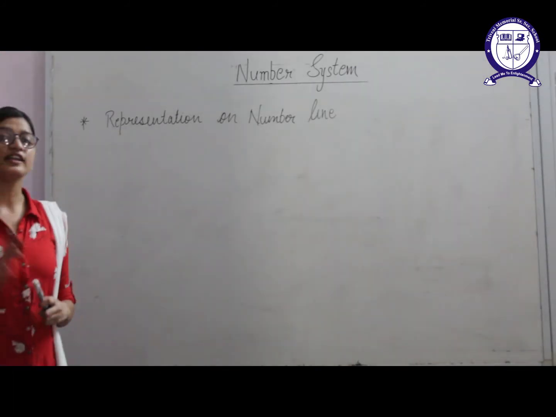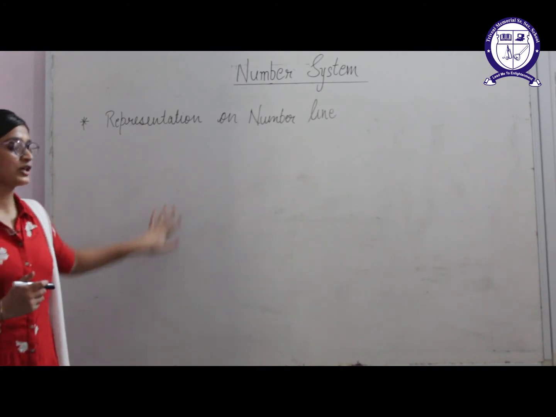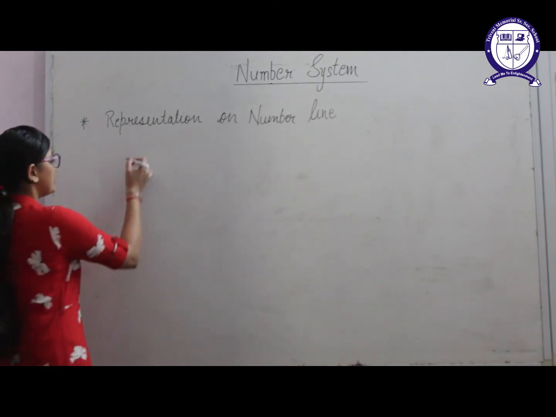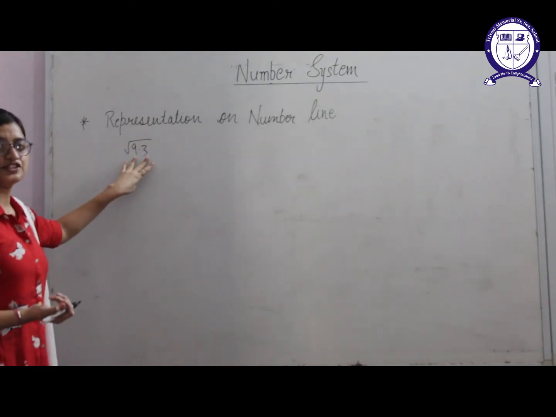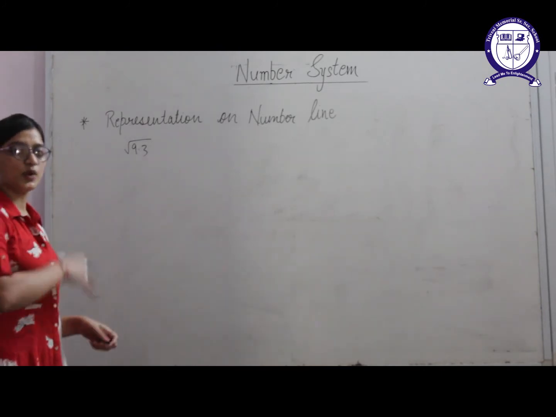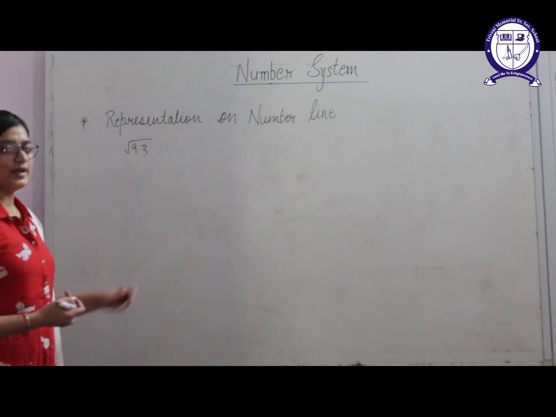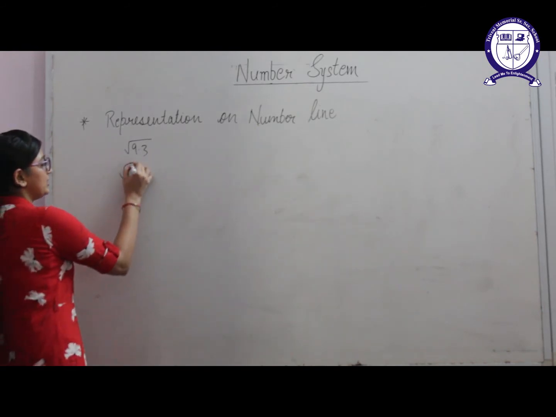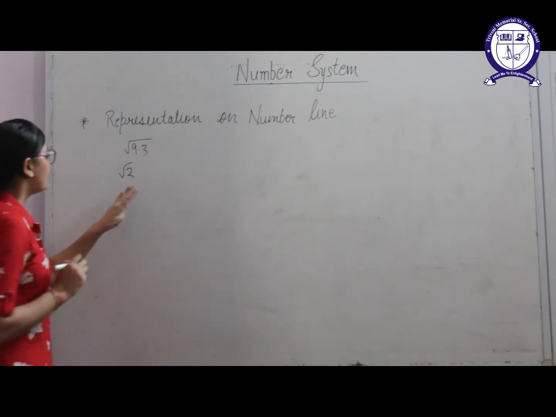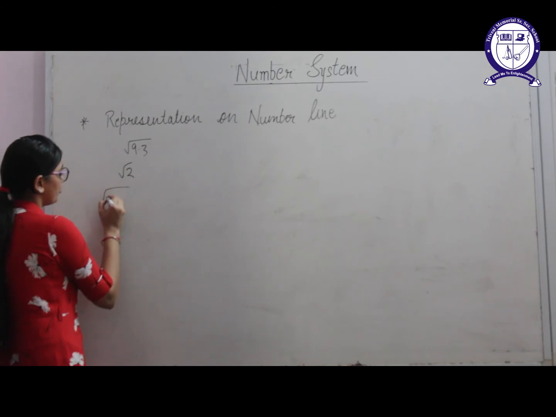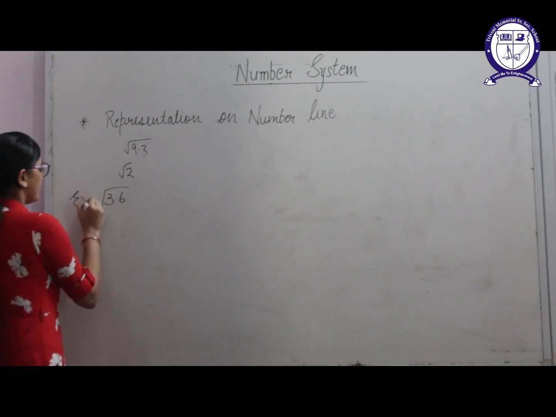There is also another way to represent irrational numbers on the number line, because by the square root spiral we cannot represent numbers like root 9.3. Right? These are also irrational numbers, and by the square root spiral we cannot represent them on the number line. So there is another method which can be applied to these types of numbers also. Okay? Suppose we need to represent under root 3.6 on the number line. Okay, this is our question.